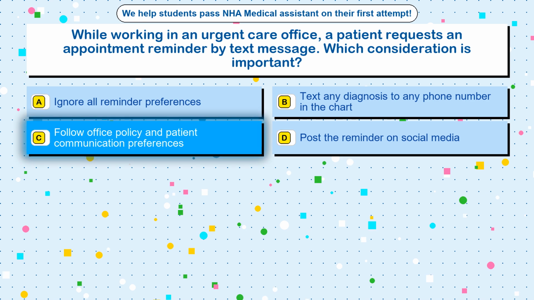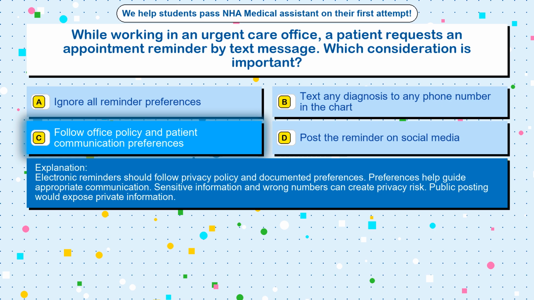Follow office policy and patient communication preferences. Electronic reminders should follow privacy policy and documented preferences. Preferences help guide appropriate communication. Sensitive information and wrong numbers can create privacy risk. Public posting would expose private information.